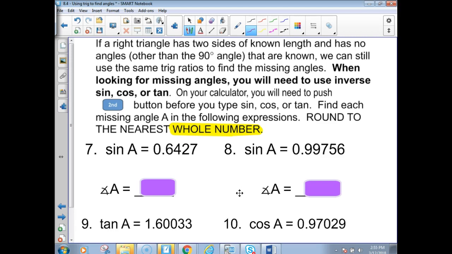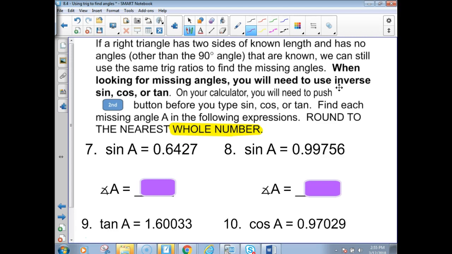Every time we were finding something, our x's or whatever we were finding has been the length of a side. It either was a leg, and they gave us an angle. Now we're going to find the angles that are missing, and they're going to tell us some side lengths. If a right triangle has 2 sides of known length and no angles other than the 90, we can still use the same trig ratios to find the missing angles.